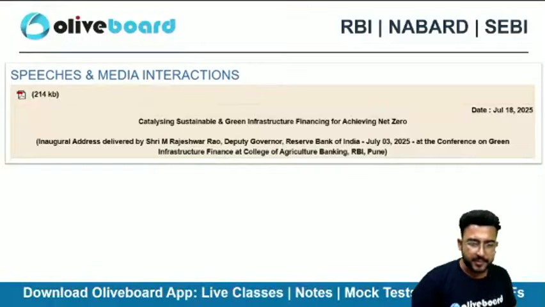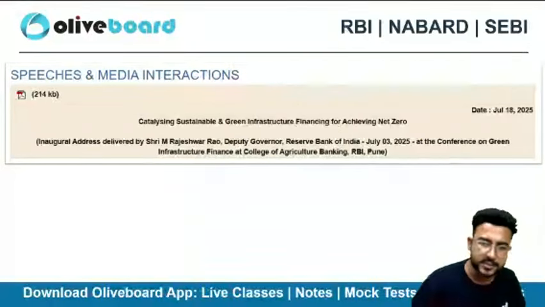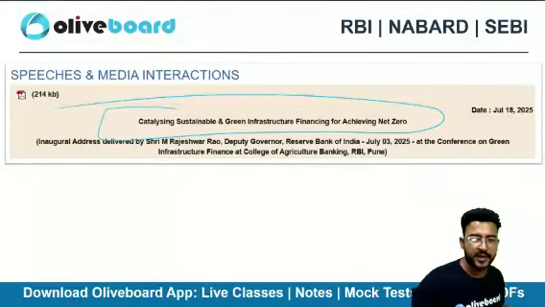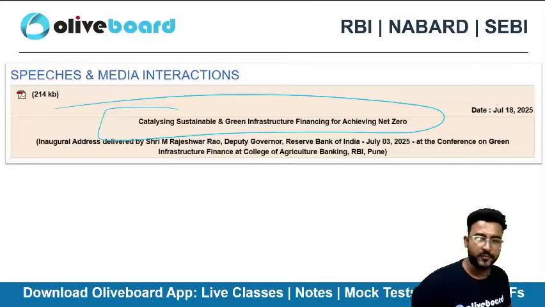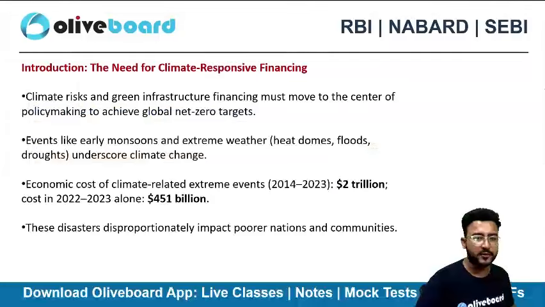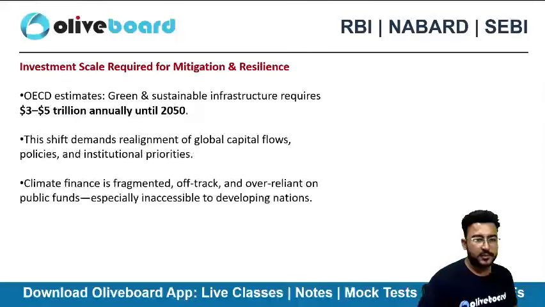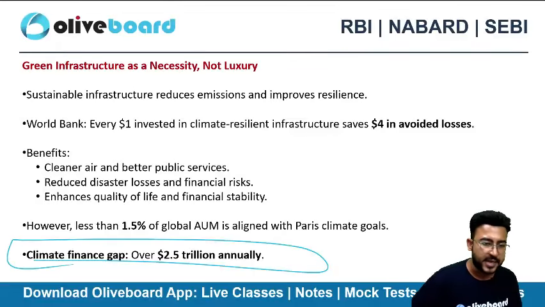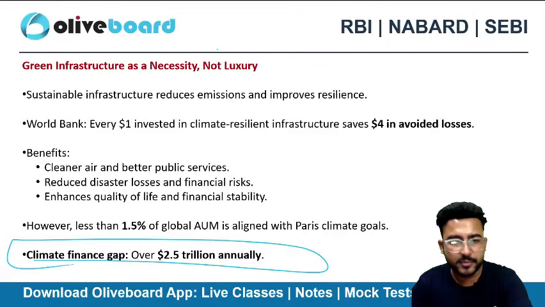So Shri M Rajeshwar Rao, Deputy Governor, Reserve Bank of India, has given this particular speech related to green infrastructure financing for achieving net zero on 18th of July 2025, right? So the climate financing gap is 2.5 trillion annually. That you can remember.